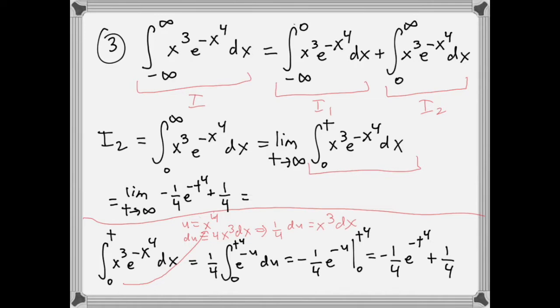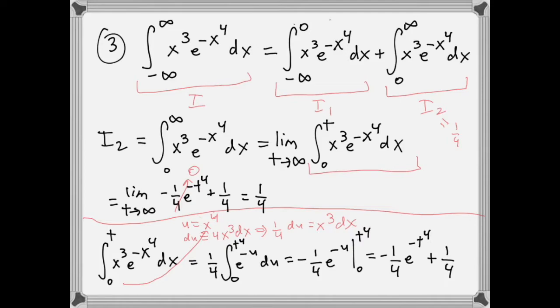So what's going to happen as I let t go to infinity here? Well, remember, exponents come first. So infinity to the fourth power is basically infinity, but then we have a negative in front. So what's e to the negative infinity? Just like the problem before, this guy goes to 0. And so I actually get that this is equal to 1/4. So what just happened? I got a value for I2. I2 is equal to 1/4, which means I do actually have to calculate I1.